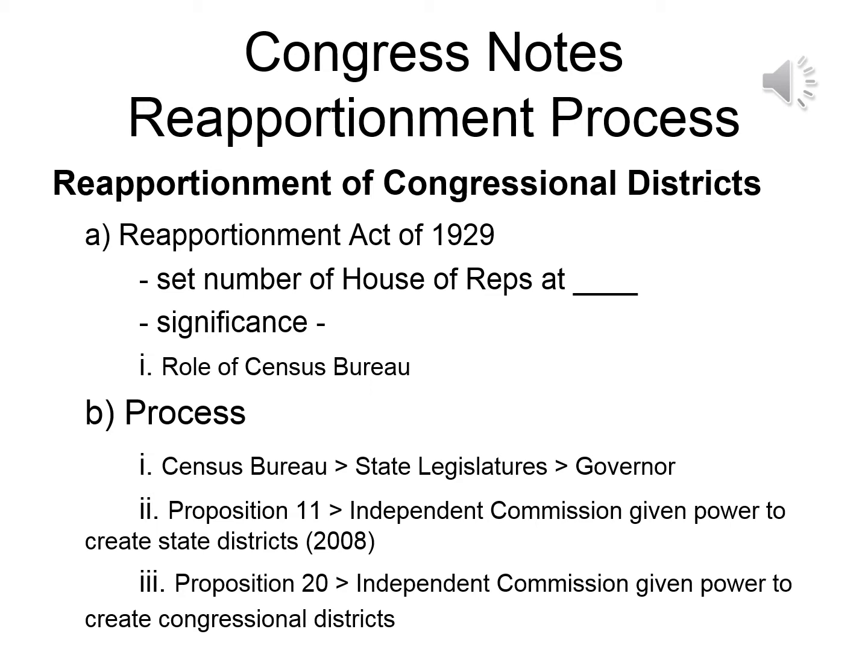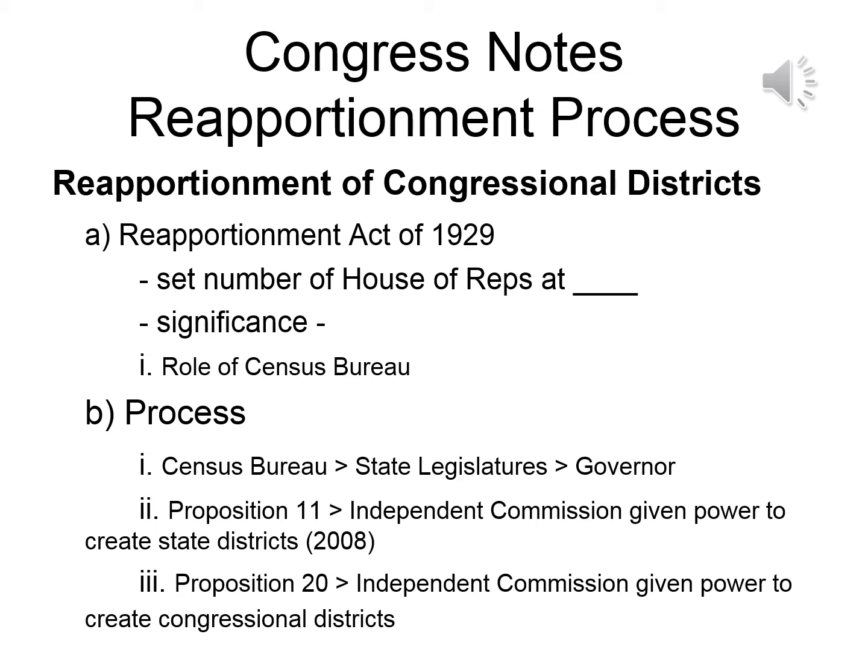Now, why is this a significant law? Because from that time forward, when the Census Bureau conducts a census and determines how many seats a state receives in the House of Reps, some states are going to gain seats, and of course, if some states are gaining seats, that means other states are going to have to lose seats. That's why this is significant.